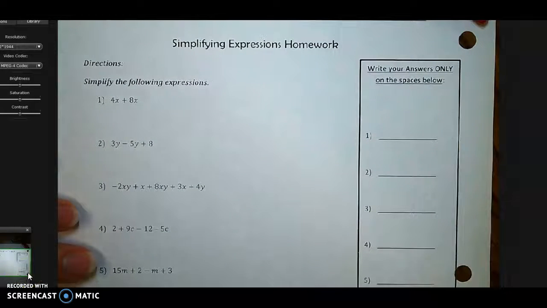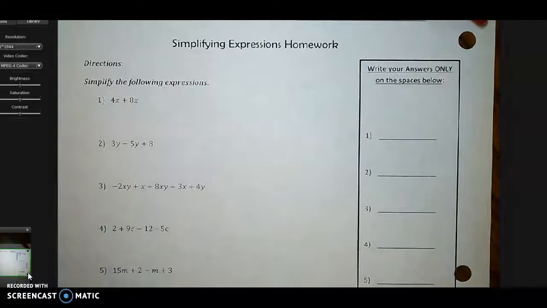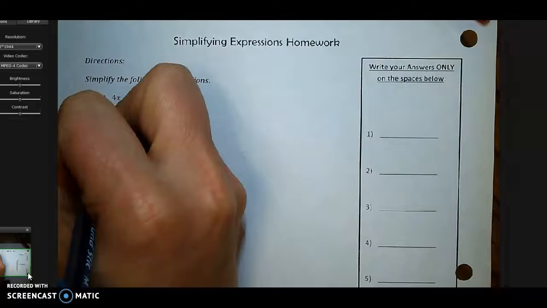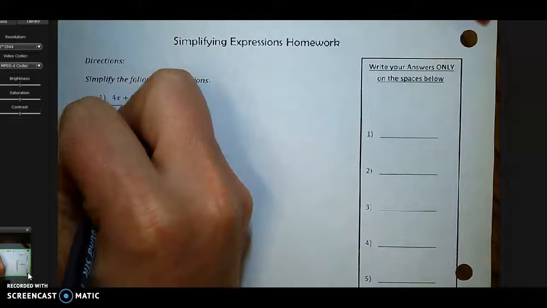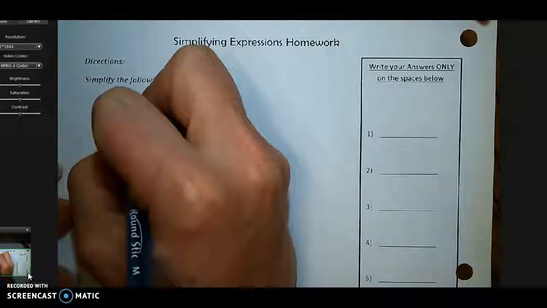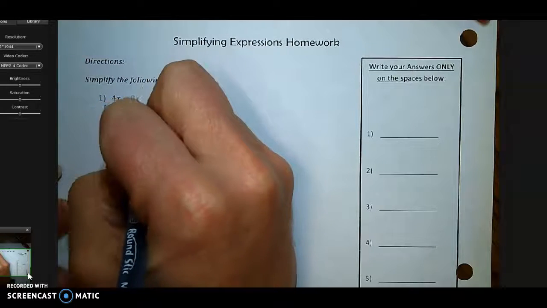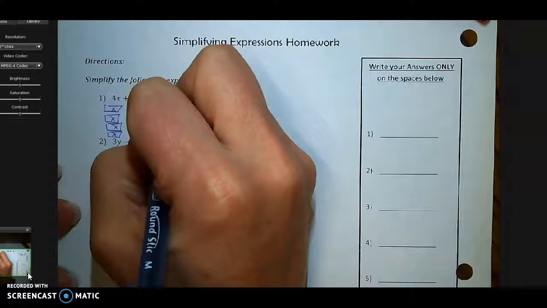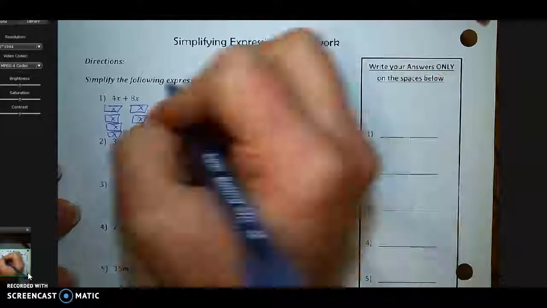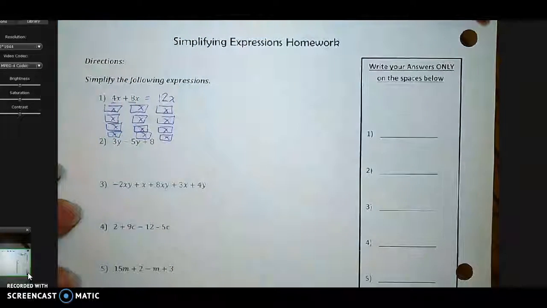All right, so on the back of your notes, there's a section on simplifying expressions. If you remember from class, if we looked at this as 4x, that means we have 4 of these little rectangle guys. Sorry for my rectangles. And then I would need 8 more. I can see that those are all like terms, so I can just count how many there are. So 4x's plus 8x's are going to give me 12x's.